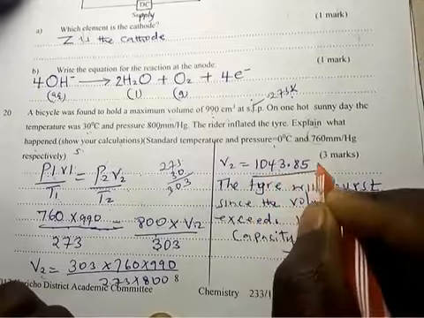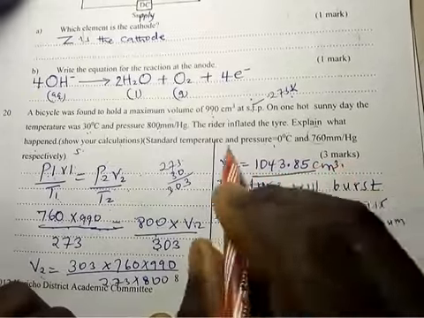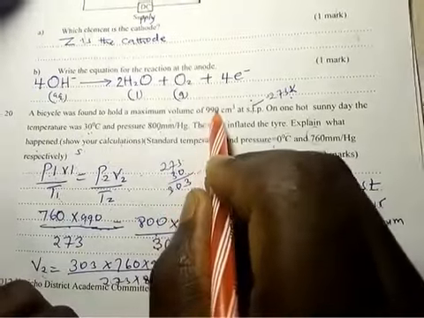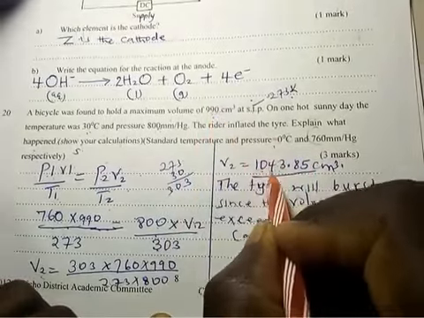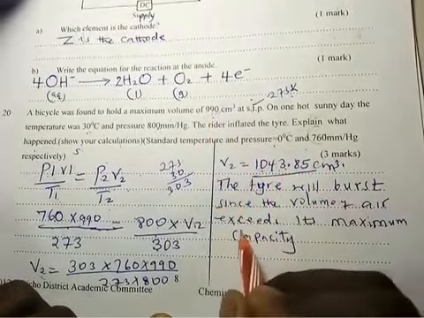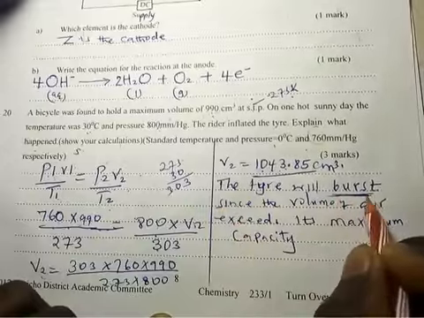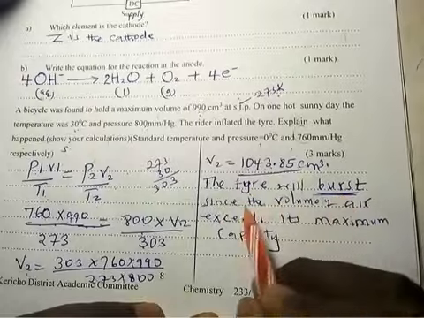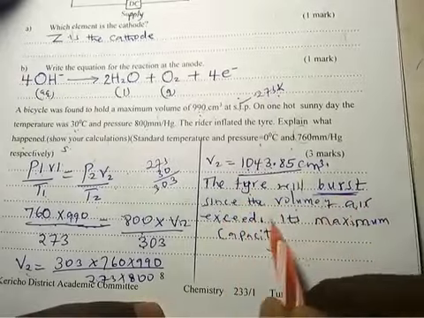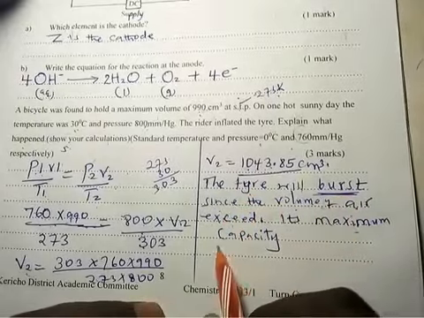1043 centimeters cubed. So what will happen if it occupies 990 and now it has reached 1043? What will happen? It will burst. So that is how you know what will happen. So the tire will burst since the volume of air exceeds its maximum capacity.